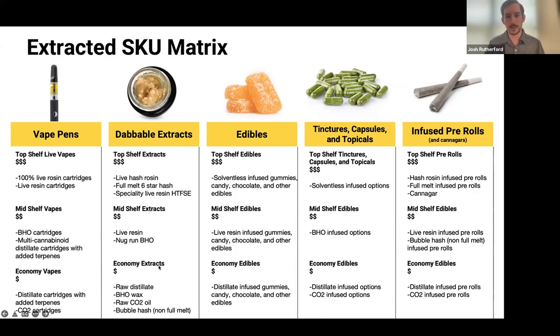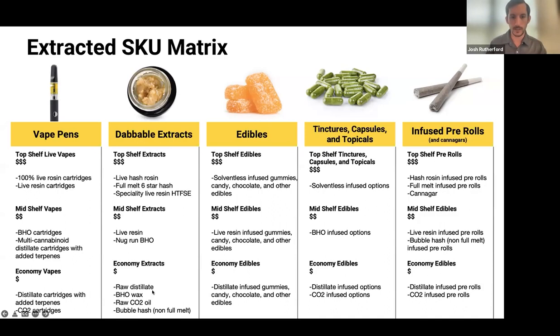Your economy extracts are going to be your raw distillate, your BHO wax, your raw CO2 oil, and your bubble hash that's not full melt. On the bubble hash side, when you're talking dabbable concentrate, I always tell people to take that non-full melt and make it into a live rosin, because then you're right back up to the top shelf. You're going to yield around 70 to 80% from that non-full melt bubble, and you're going from a $1 sign to a $3 sign. Even with that loss, you can definitely make it up.